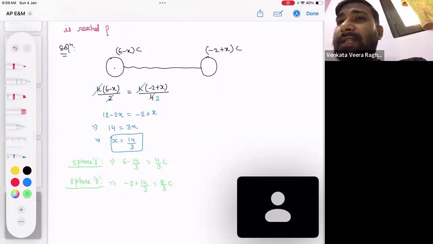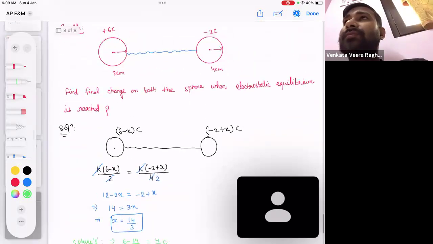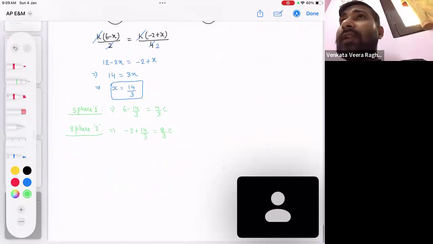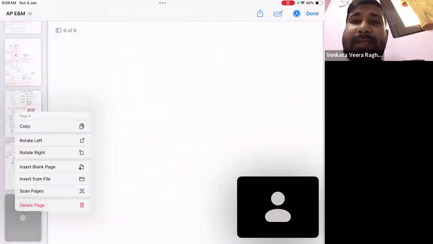One is the charged conductor, the other one is the neutral conductor. What will happen if you connect them? Again, from the charged conductor, some of the charge will flow to the neutral conductor, right? And then the neutral conductor will also get charged. Understood? So that is another way of charging a conductor also. This process is called charging by conduction. Clear? Please tell me.